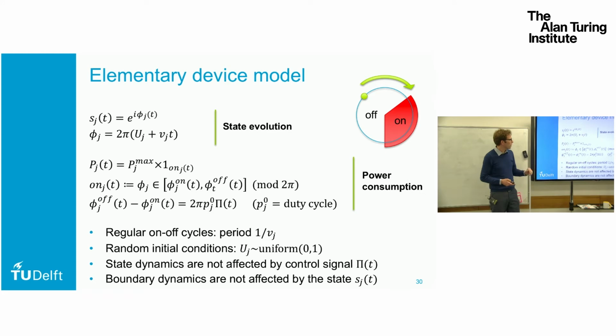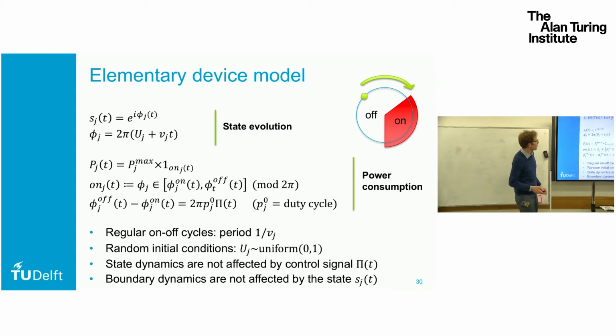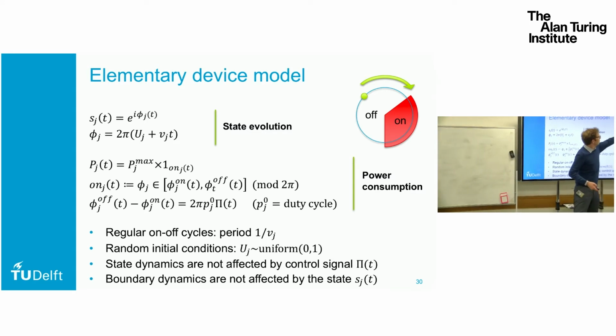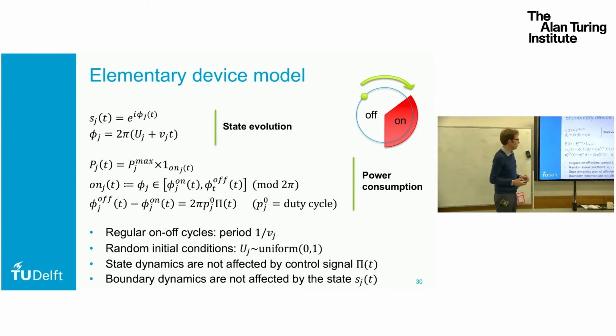Let's assume that. And then in terms of power consumption, we say, okay, well, the power is a kind of an on-off function. So it's either P max or it's 0, right, for that device. And it's P max if this one is true. And true means that if the angle, phase angle, is between two to be defined angles, right? So if it's in here, it's on. If it's in there, it's off, right? That's kind of the simple toy model here.